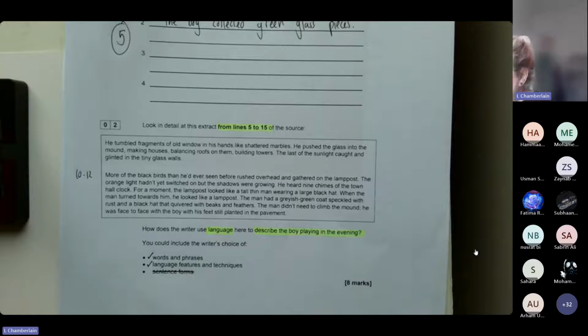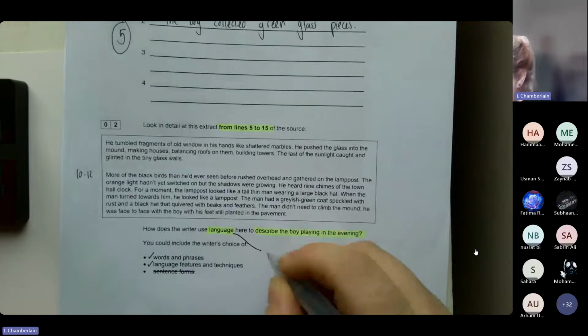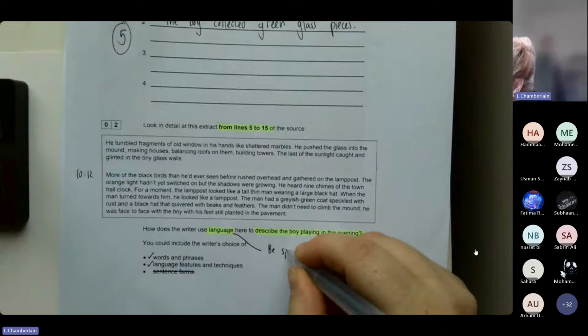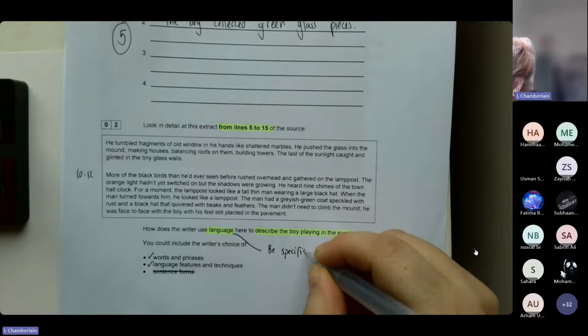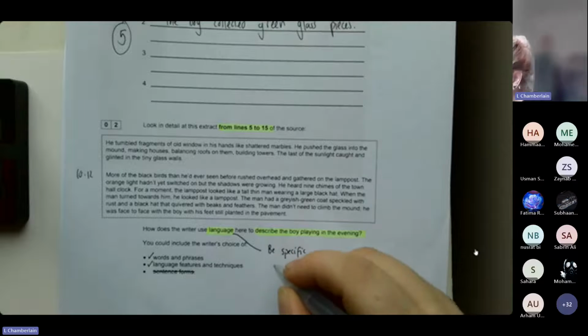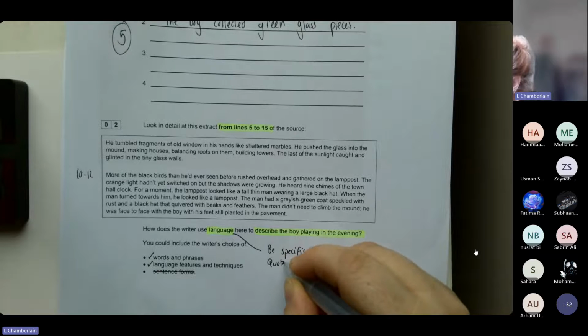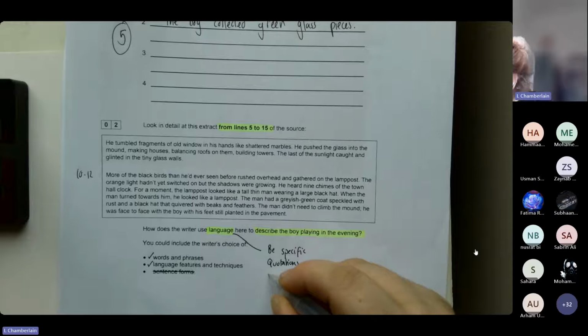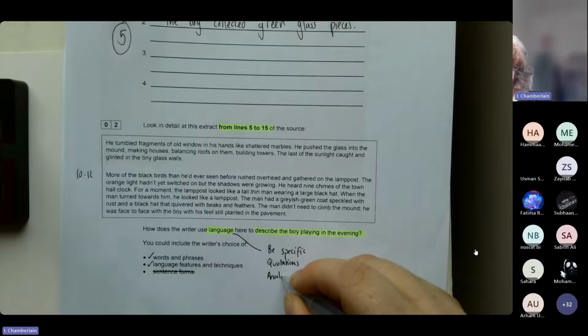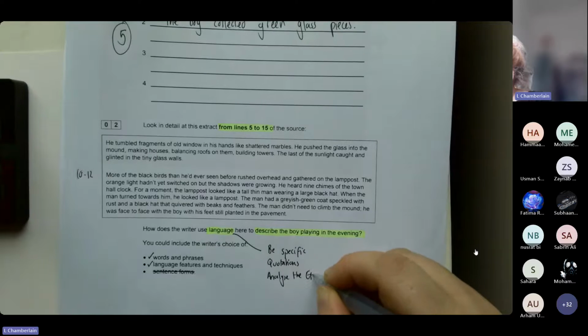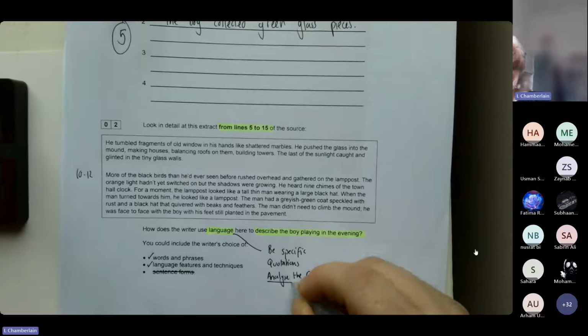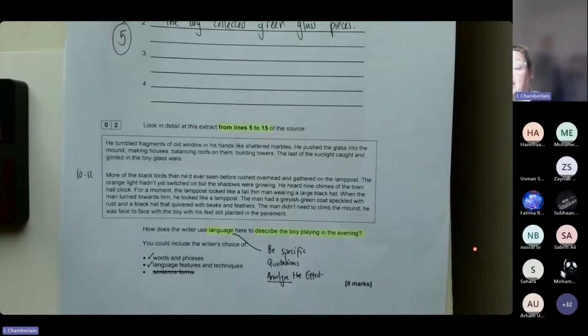The key thing to this is what we're doing with the language. So we need to be specific about the language that we talk about. We need to have quotations. But more than that, we need to analyze the effect. And I cannot stress enough how important that analysis truly is, okay? Being able to say what impact something's having is really important when it comes to this question.